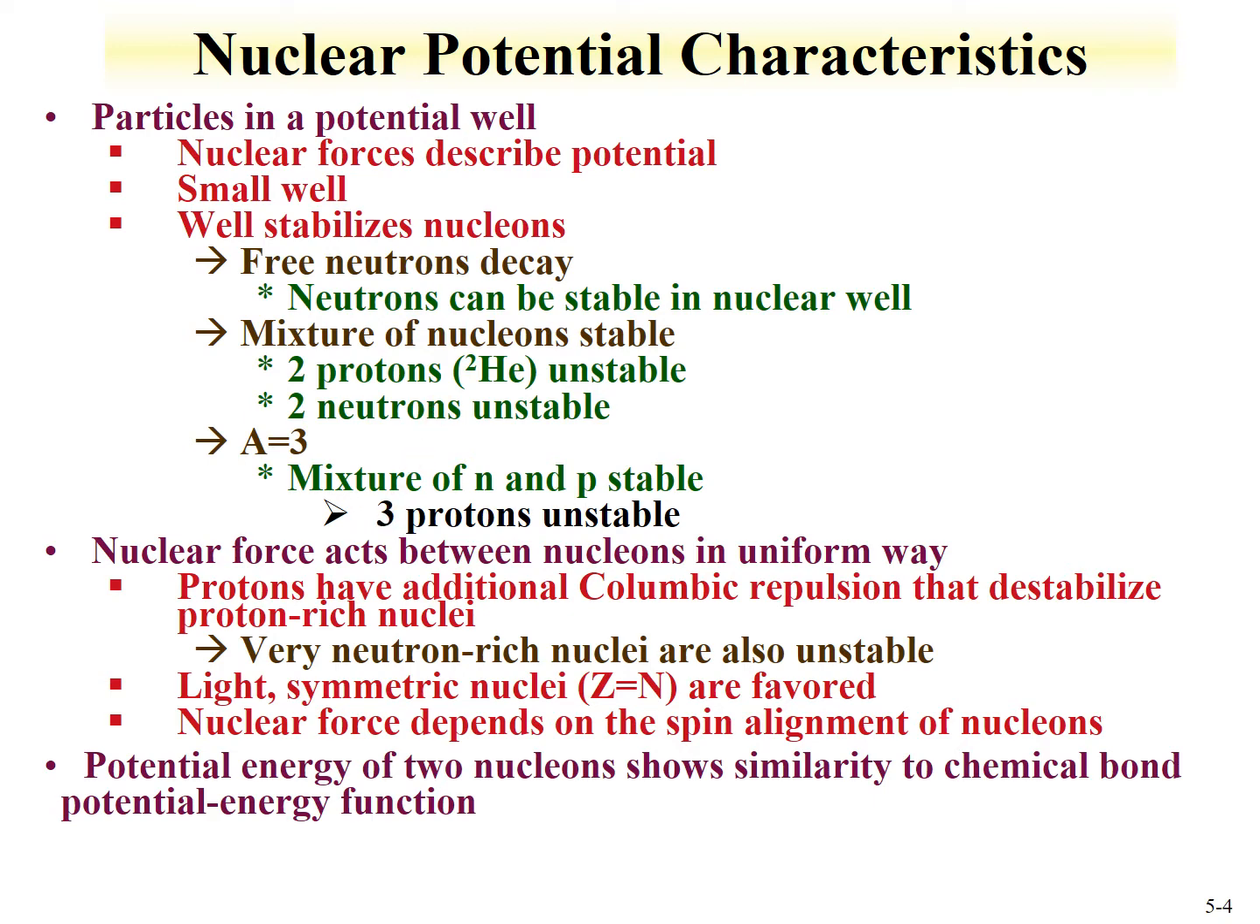And this nuclear force within this potential acts upon the nucleons in a uniform way. So protons have this Coulomb repulsion that acts to destabilize the nuclei. So that's why when we get more proton-rich nuclei, we tend to have excess neutrons to help minimize this Coulomb repulsion. So at low A isotopes, these light isotopes, symmetry is favored, where the number of neutrons is approximately equal to the number of protons. As we go higher, this isn't true.